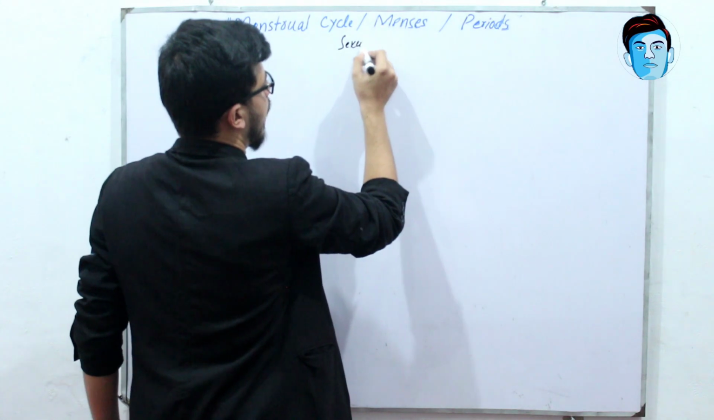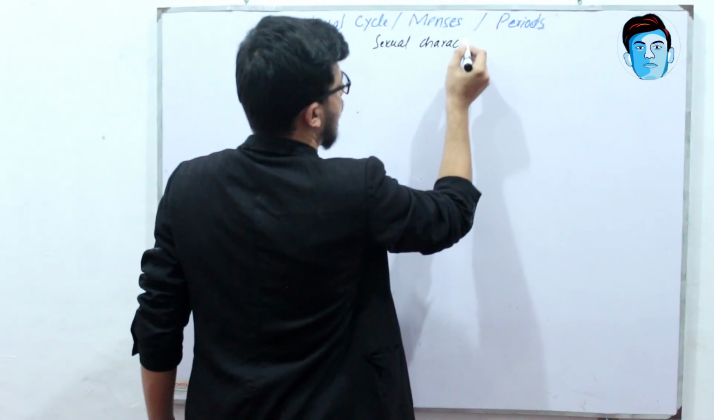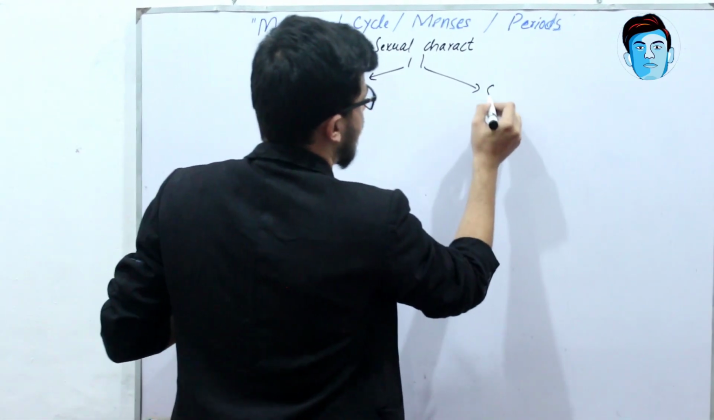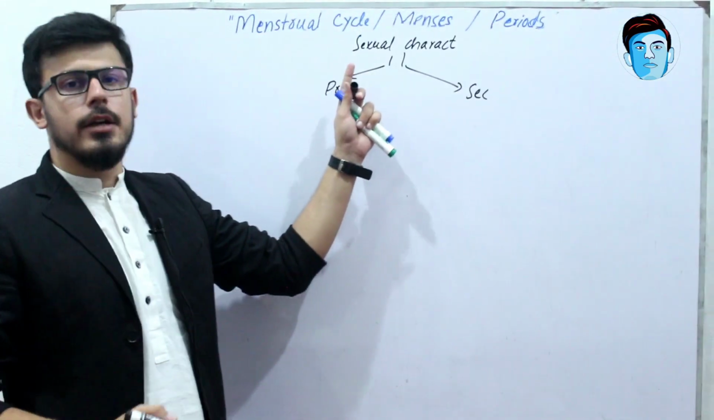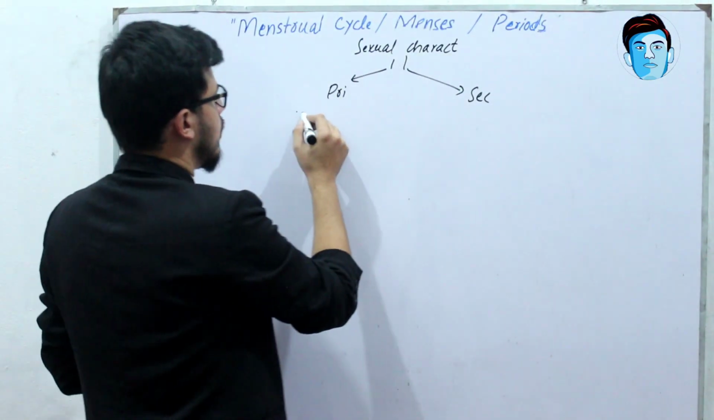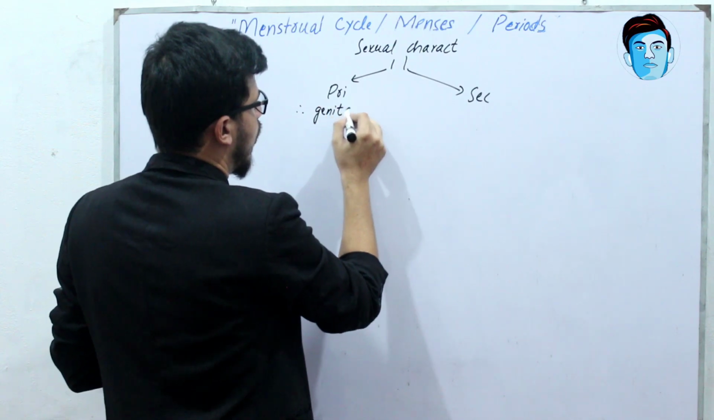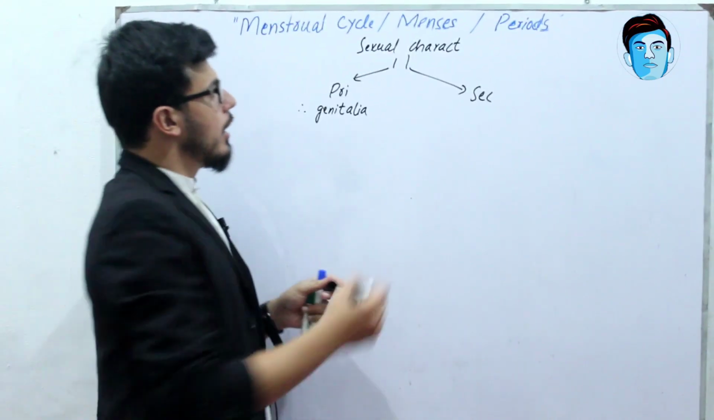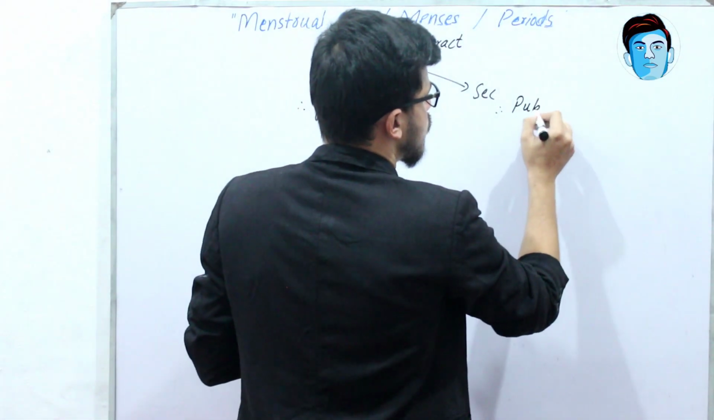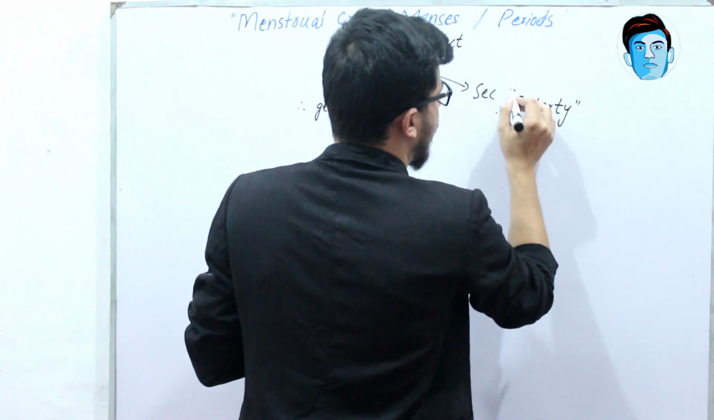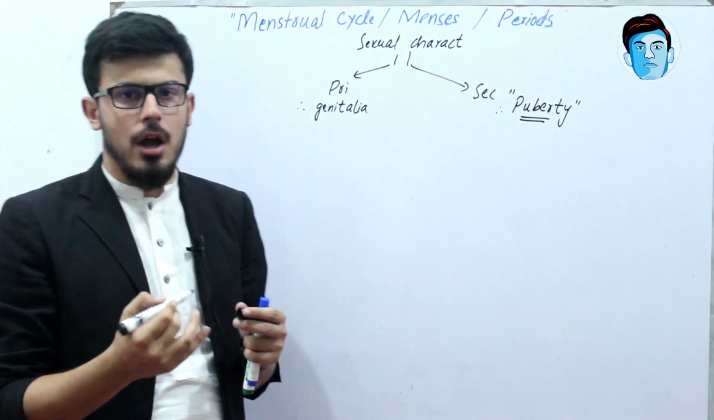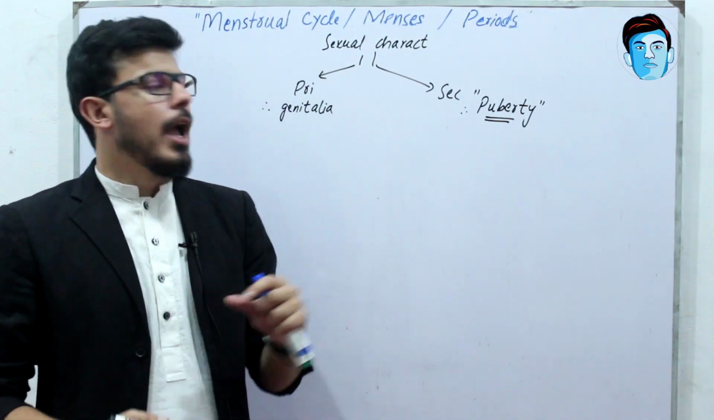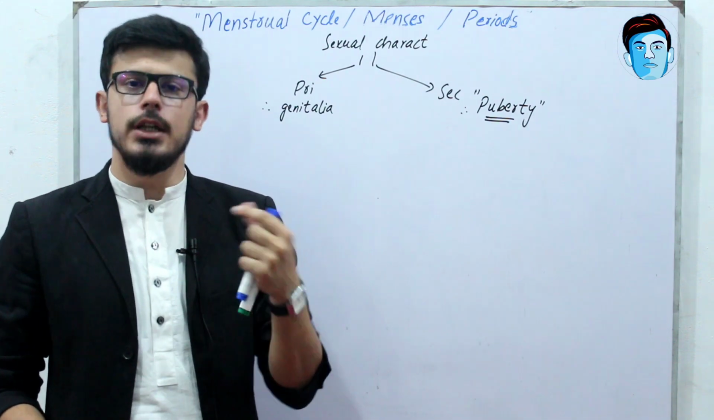Sexual characteristics are broadly categorized into two parts: primary sexual characteristics and secondary sexual characteristics. Primary sexual characteristics are present at birth, like genitalia, while secondary sexual characteristics appear later in life, like at puberty. So what is puberty? It is the time when one becomes functionally able to procreate. And puberty links childhood with adulthood.